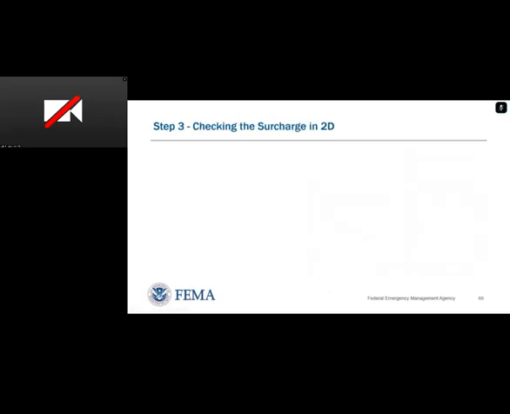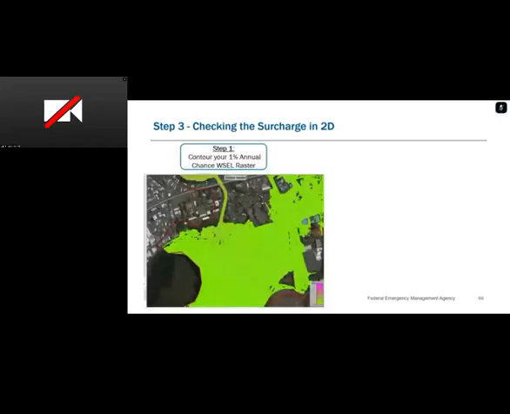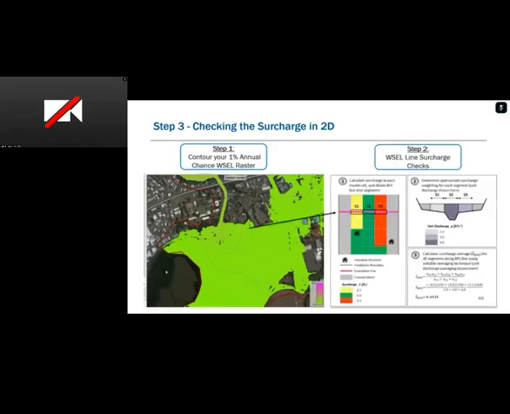So to check that surcharge in a 2D rather than a 1D, we first are going to need to contour our 1% annual chance water surface elevation raster. This can be done in GIS, in RasMapper, or other similar services. But we then take this single water surface elevation contour line and calculate at each individual cell along that line what the surcharge is. You then take those individual cell surcharges and average them along that line to get the overall value.